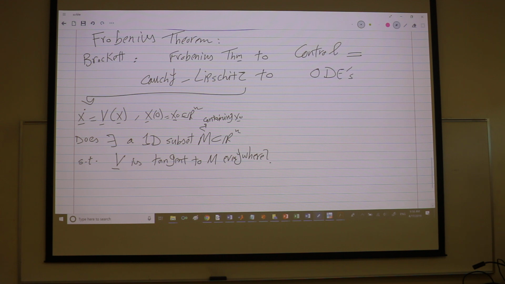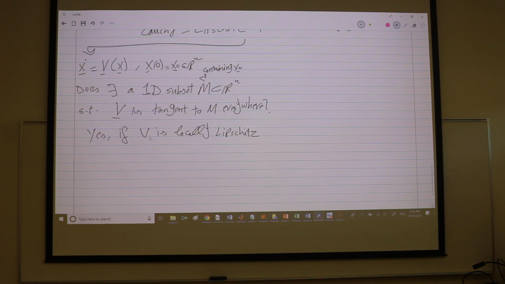What's the answer? The answer is given by the Cauchy-Lipschitz theorem about existence of solutions: yes, if V is locally Lipschitz. In this case, M is just the set of all x's in Rn such that x is the flow along V from some x0 for some time t, where t is smaller than epsilon.